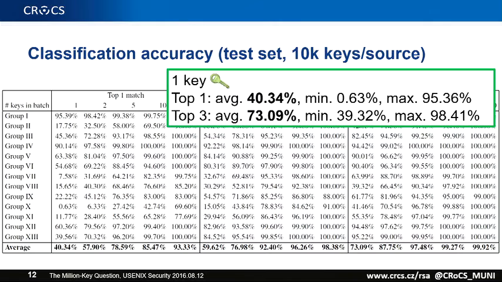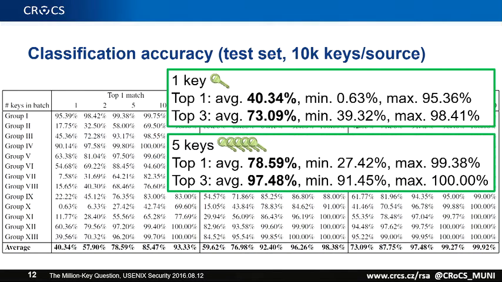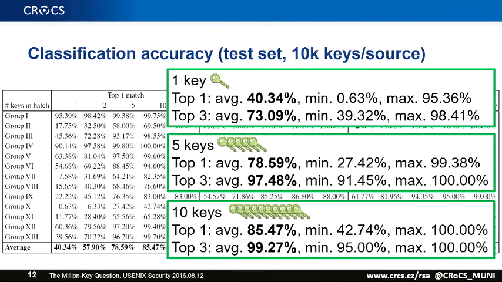This is for one key. If you have 5 keys and you know that these 5 keys are coming from the same source, then everything is going up. The average is 78% now, and within top 3, mostly right, 97%. And if you have 10 keys, average for the top first one is 85%, and almost always right within top 3. Okay, so it seems that the accuracy is reasonable, at least on the test set.